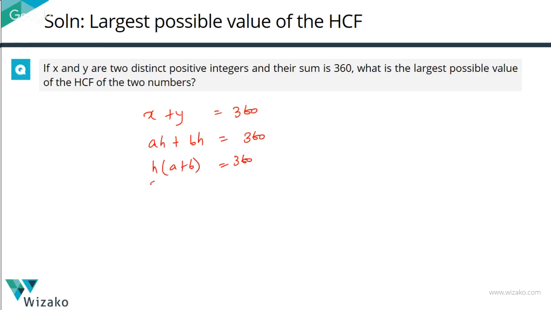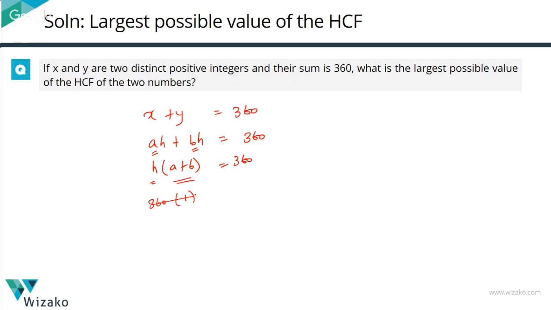Look at it this way. H is one number, A plus B is another number. Product of these two numbers is equal to 360. We're trying to find out how high can the value of H be. It can technically be as high as 360 and A plus B can be 1. But that doesn't make sense because if X and Y are distinct positive integers, A and B will also be distinct positive integers. You cannot have the sum of two distinct positive integers being 1. So this is ruled out.